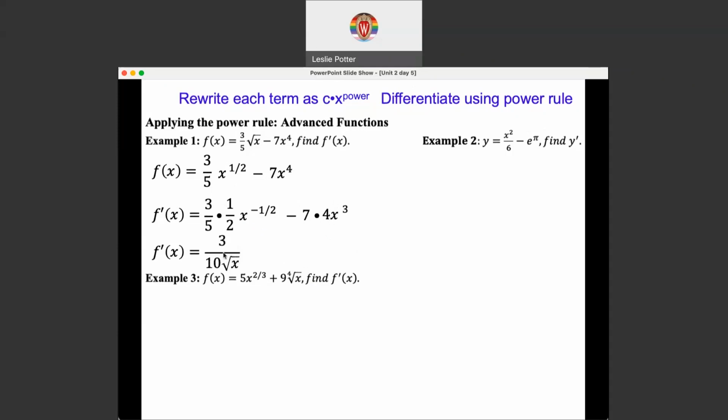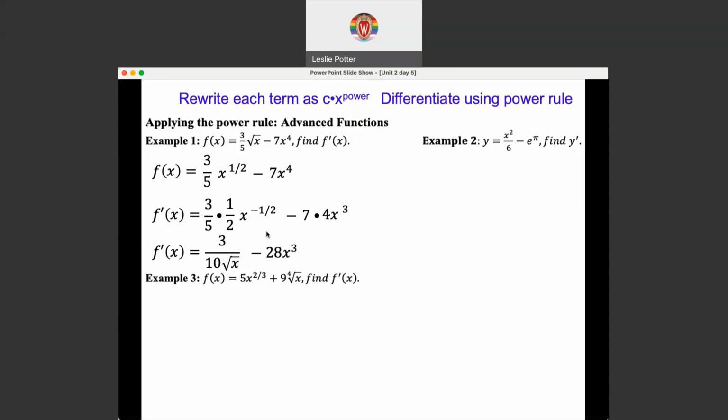So this derivative is 3 over 10, and x to the negative half. The negative means it should go in the denominator, and the half means I get my square root radical back. So I have 3 over 10 root x. That's going to be the common way of seeing that answer for that term. And then I got to simplify this. I'm going to write that as minus 28x cubed.